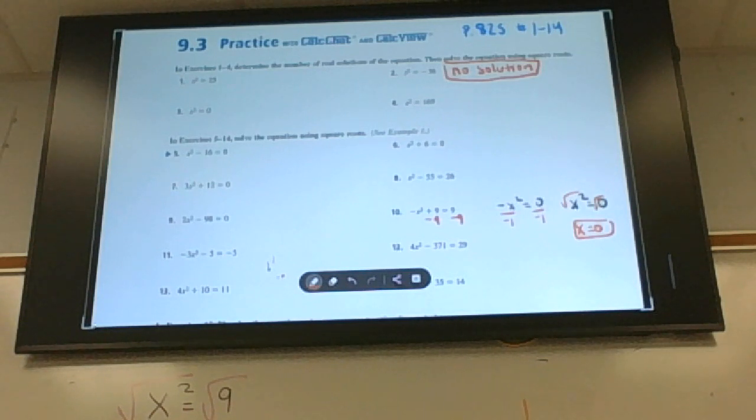Any idea about 5? We were just discussing 5 up here. Can you see it okay? It's too small. Would 6 be no solution? Hold up, we're talking about 5. What are your thoughts about 5? The answer is 4 and what? 4 or negative 4.